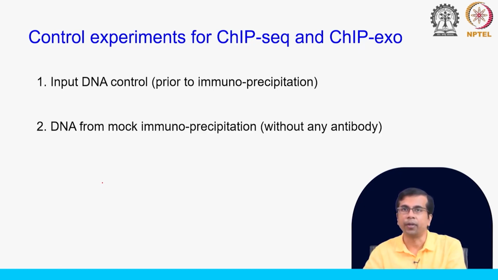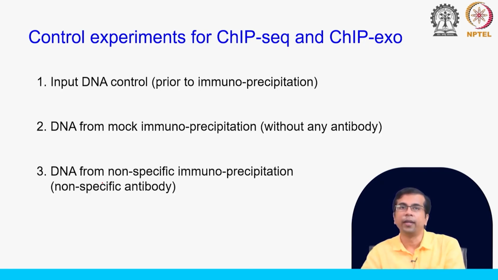In addition, to control for other non-specific bindings, we also do ChIP experiments from mock immunoprecipitation. So, this is DNA from mock immunoprecipitation without any antibody. Okay. This is again looking for biases in the sample preparation protocol. And the third one is DNA from non-specific immunoprecipitation. So, this is a non-specific antibody that should not actually lead to enrichment of any kind in those specific regions, right. So, we also include that ideally, because this will tell us how much of the enrichment that we see is occurring by chance. Okay. So, these three types of controls would be ideal for any ChIP-seq or ChIP-exo experiments.